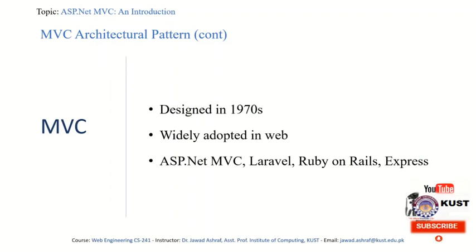MVC pattern separates different components of a software from each other for the sake of better maintenance of the software. ASP.NET MVC is a framework that implements this architectural pattern, and there are other frameworks as well, like Laravel, Ruby on Rails, and Express.